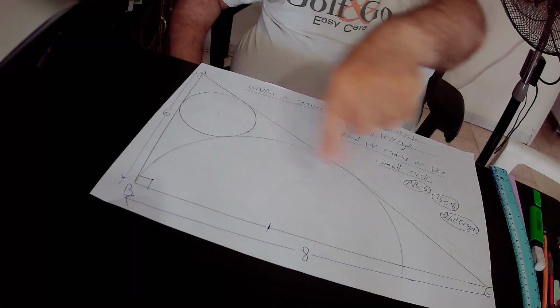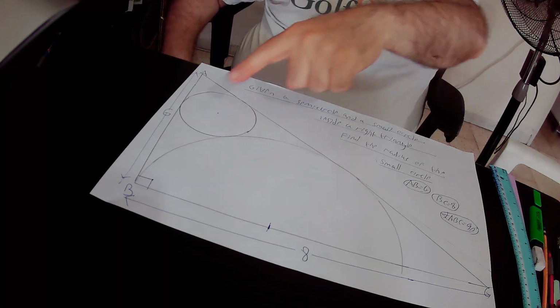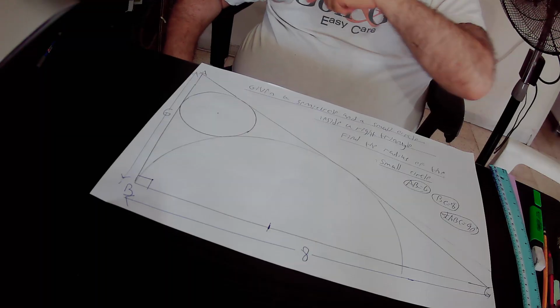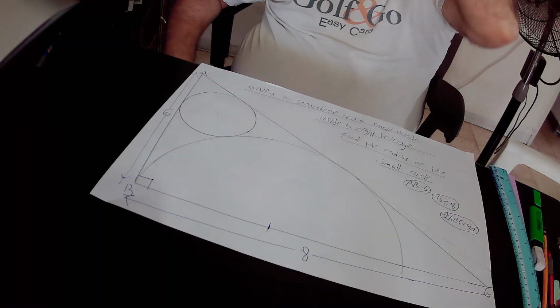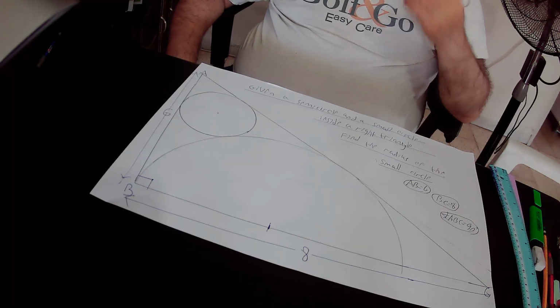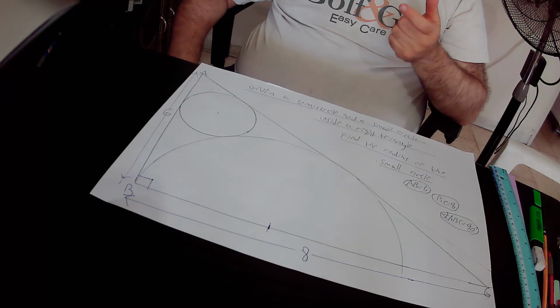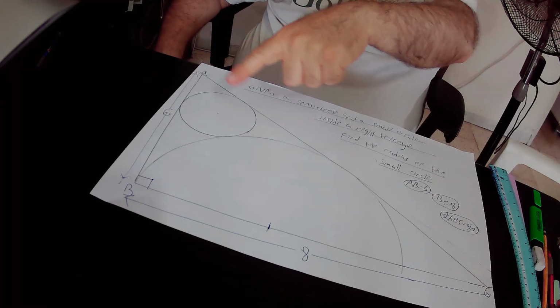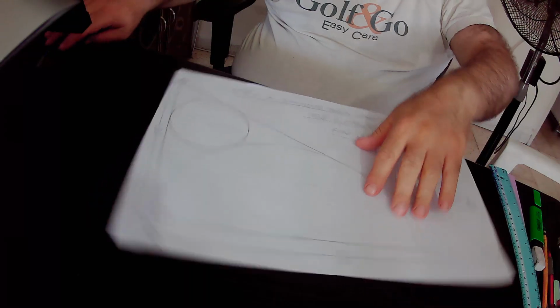Inside the right triangle ABC we have this small circle, we have also this big semicircle, and our mission is to find out the radius of this small circle. So first of all, we will define the relevant points to this question with letters. We will define the center of this small circle. This point is point P.